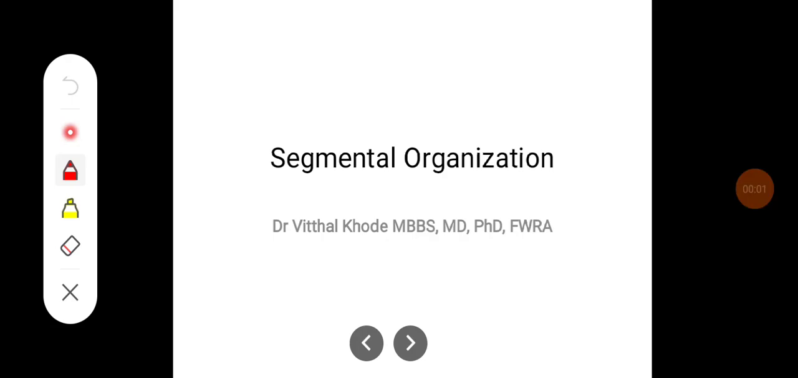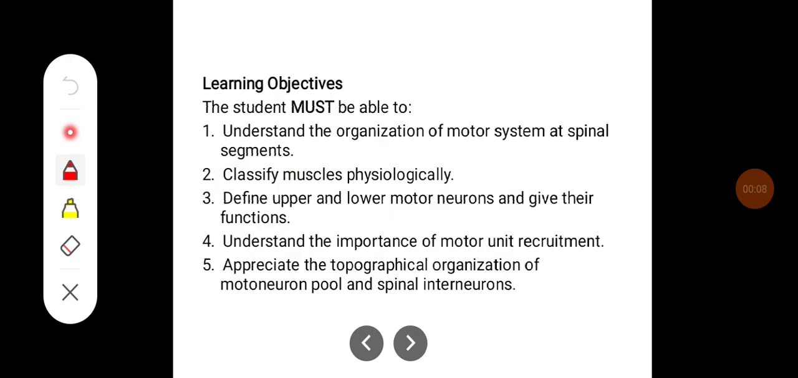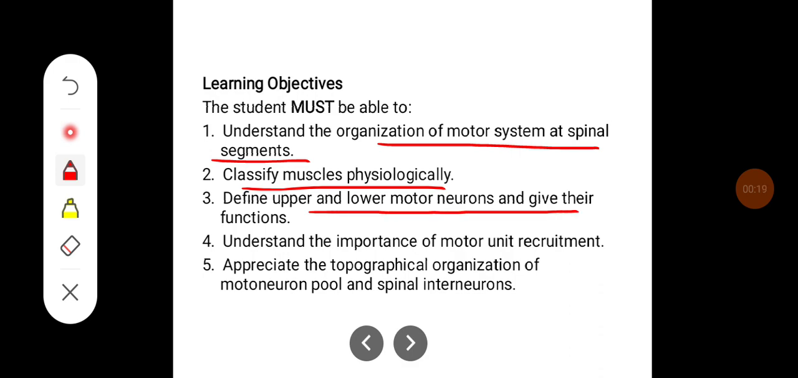Hello everyone. Here we'll try to understand the segmental organization of the motor system. The learning objectives would be to understand the organization of motor system at spinal segments, classify muscles physiologically, define upper and lower motor neurons and give their functions, understand the importance of motor unit recruitment, and appreciate the topographical organization of the motor neuron pool and spinal interneurons.